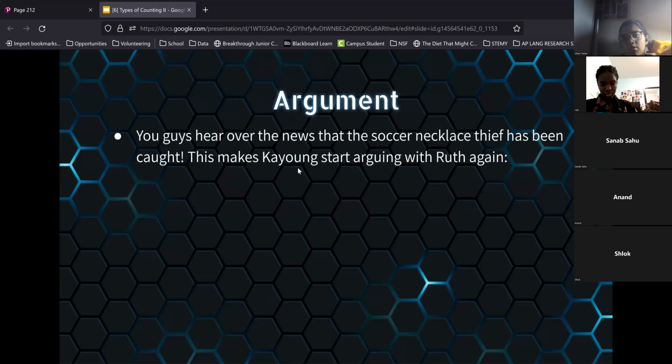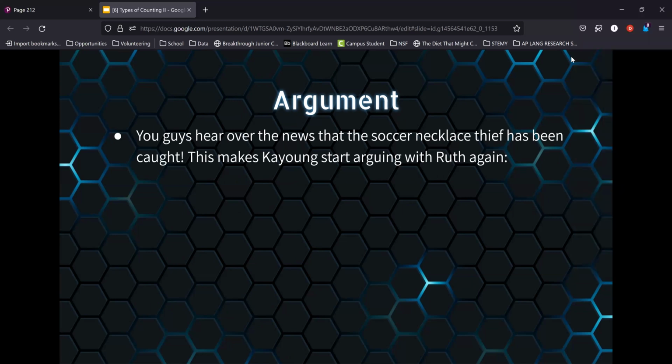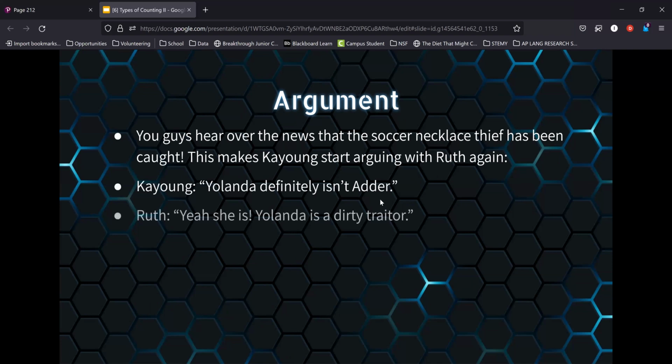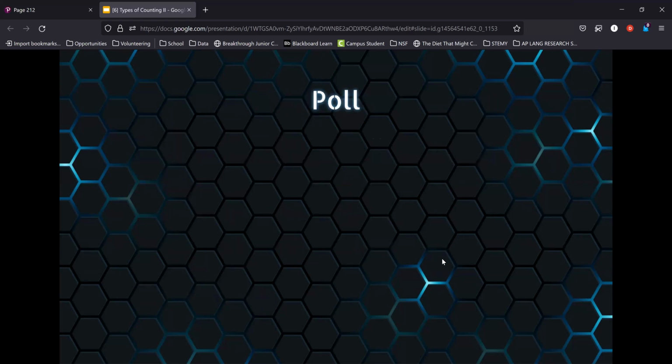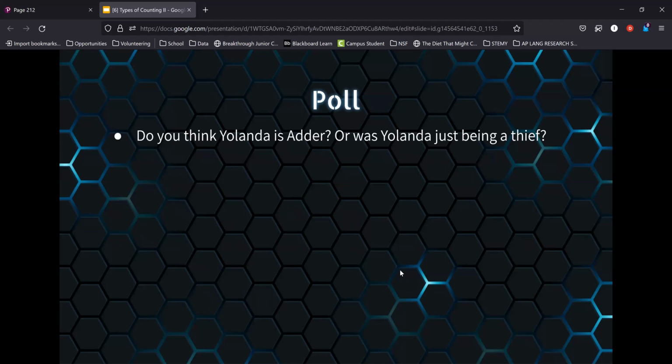Okay, so you guys hear over the news that the soccer necklace thief has been caught. This makes Kayang start arguing with Ruth again. Kayang says Yolanda definitely is not Eder, but Ruth says she is. Yolanda is a dirty traitor. Kayang said just because she stole a gazillion-dollar necklace doesn't mean she's Eder, but Ruth thinks it does. So do you think Yolanda is Eder, or was Yolanda just being a thief?